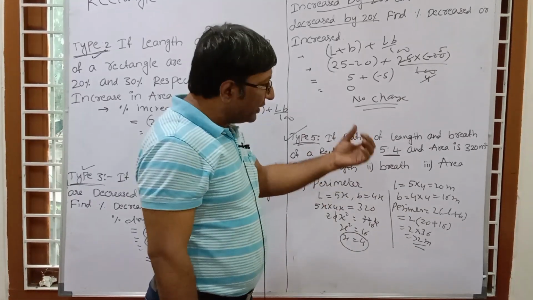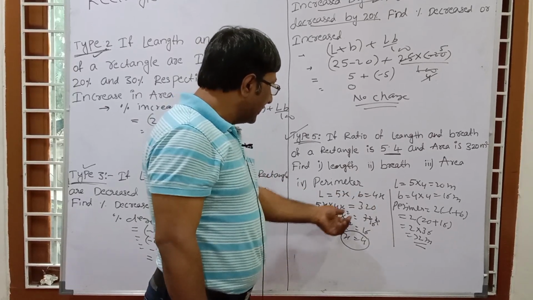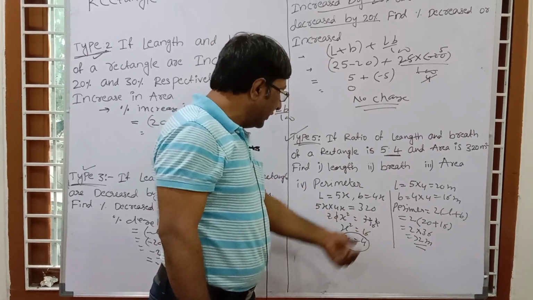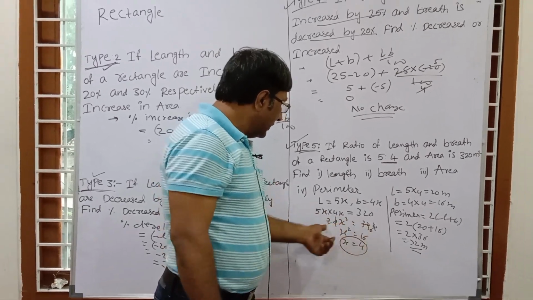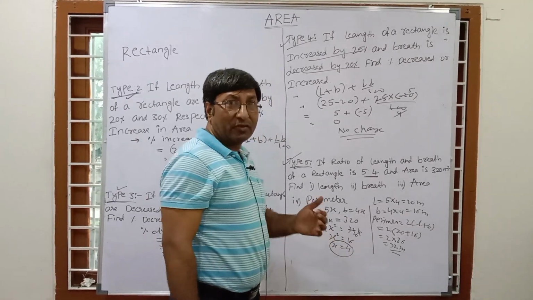Now you check what is given: area. So area will be length into breadth. So 5x into 4x equals 320. 20x square equal to 320. So this 0 cancels, 16 to the 32. So x square is 16, x equals plus minus 4.